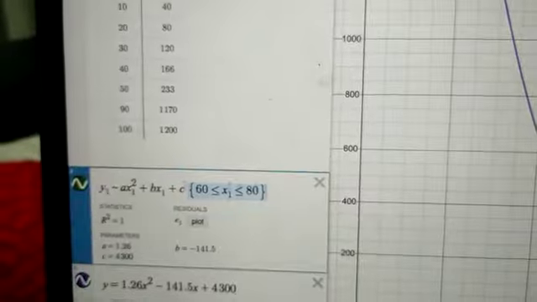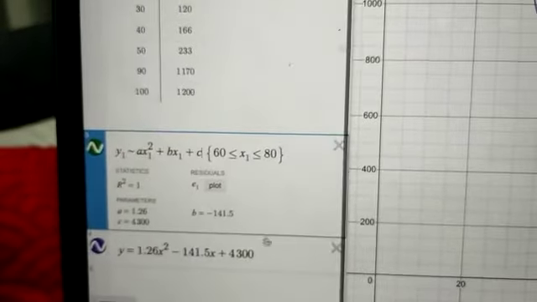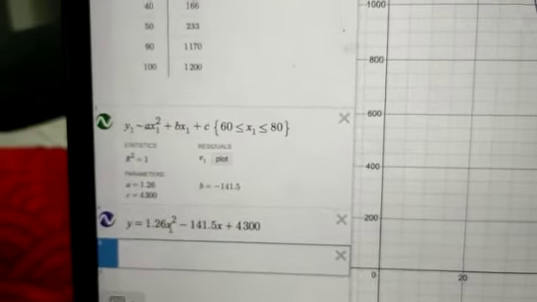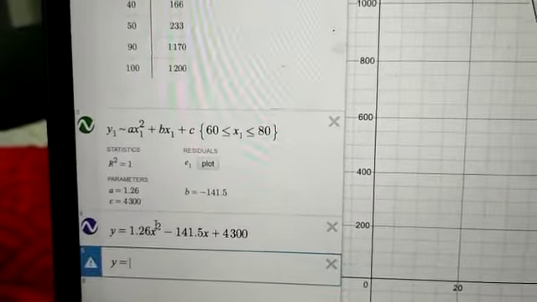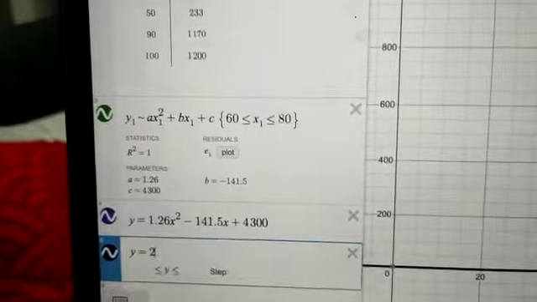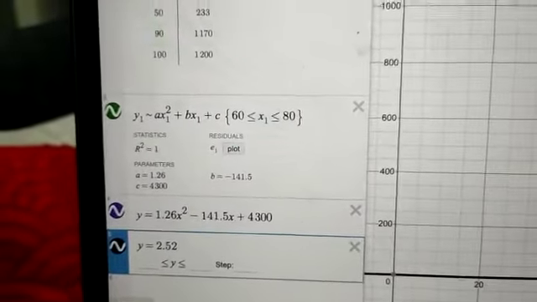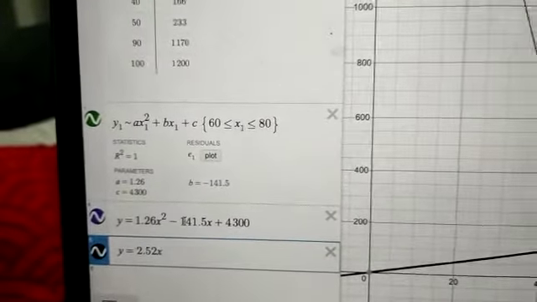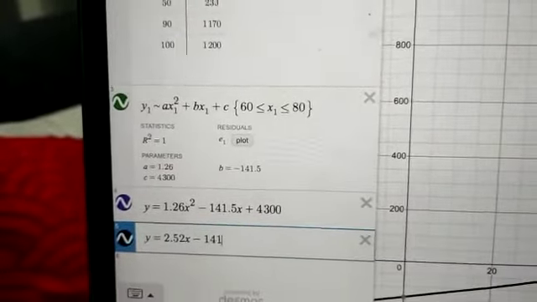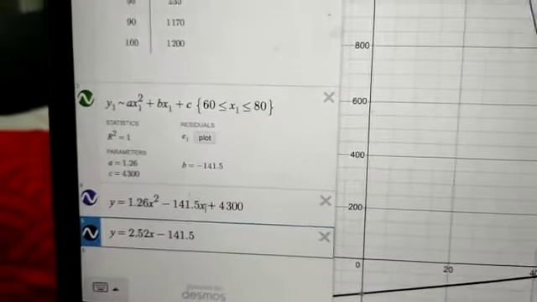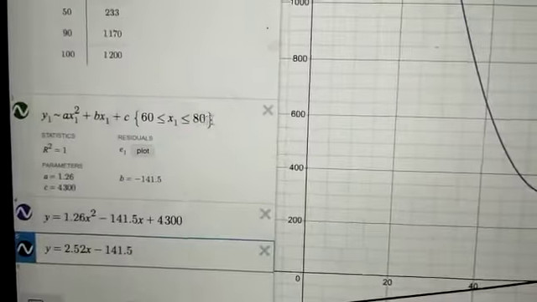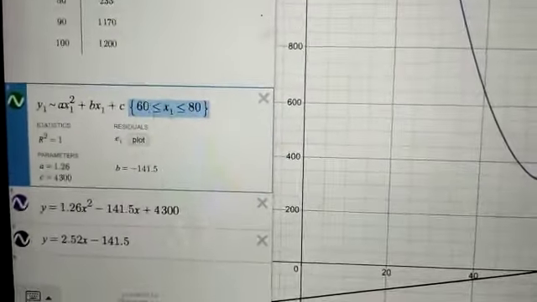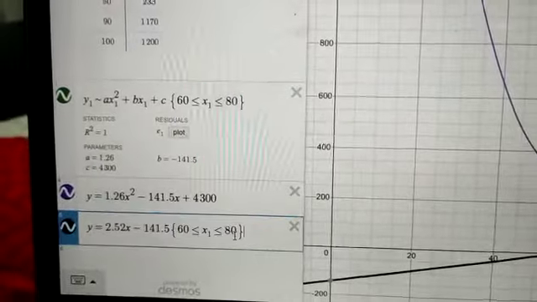And remember that this is the domain. In order to find the gradient, we need to differentiate the equation. How I'll do that is bring down the 2 from here, so 1.26 times 2 is 2.52x. We remove 1 from the power. And minus 141.5, because we differentiate the x term and then the constant just gets removed. One important thing is again to add this domain to our equation.